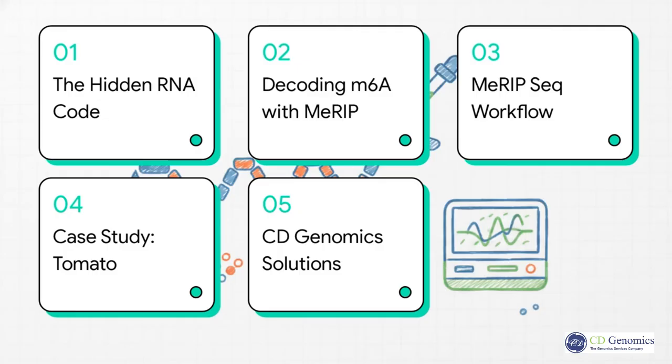Okay, let's dive right into this. Here's our roadmap for today. We'll start with the hidden RNA code, look at how we decode M6A with MeRIP, walk through the MeRIP sequencing workflow, check out a really cool case study on tomato ripening, and wrap up with CD Genomics sequencing solutions.